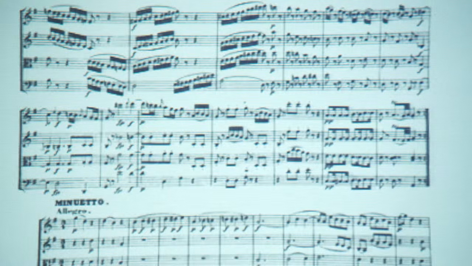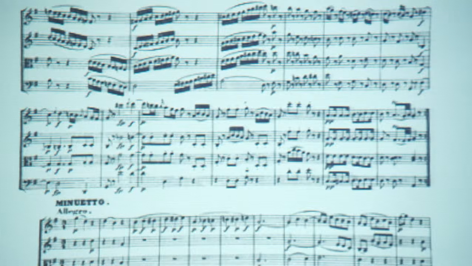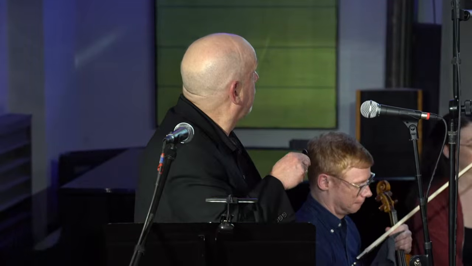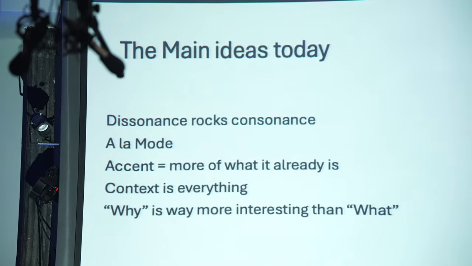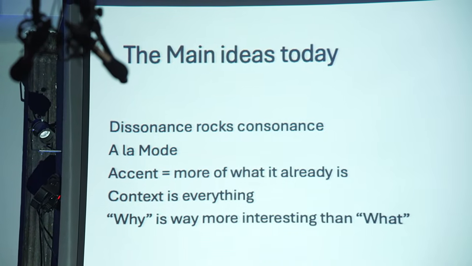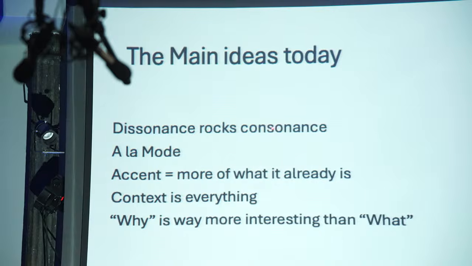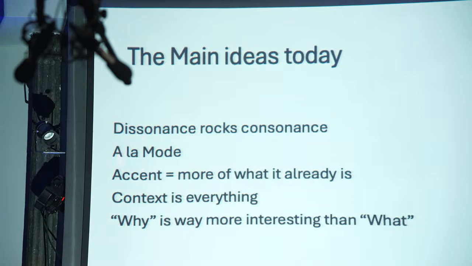Okay, I've talked long enough, and I'm just going to go back to this slide of the main ideas and reiterate them one more time. I don't care whether you have a dot, I don't care whether you have an accent, I don't care whether you have a line. What I care about is this: dissonance is different than consonance. Am I in major or minor or neither? I got an accent, cool. It's more of what it already is. What kind of note is it? I'm going to do more of that.